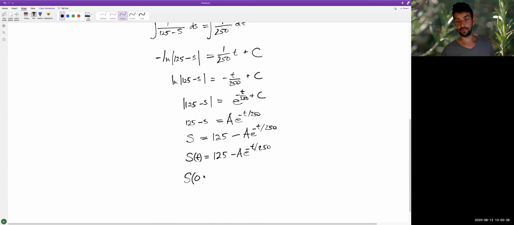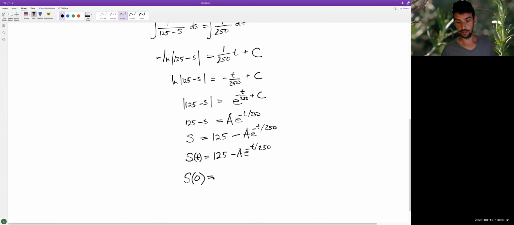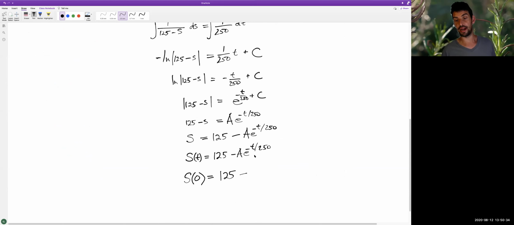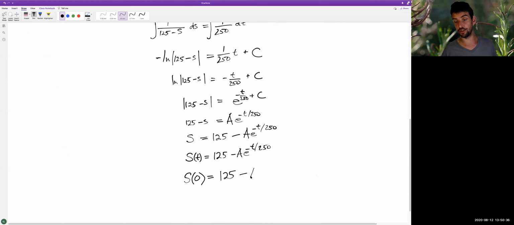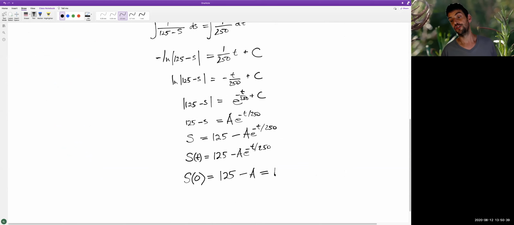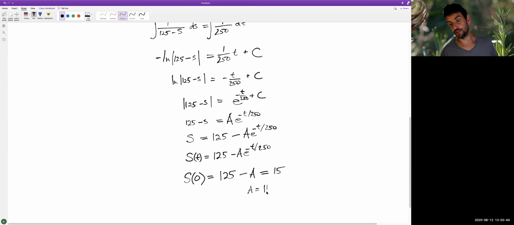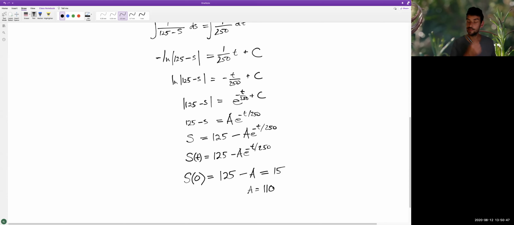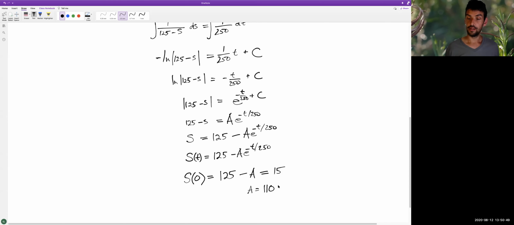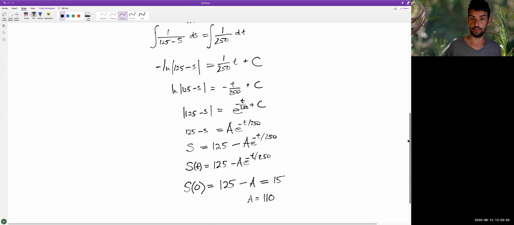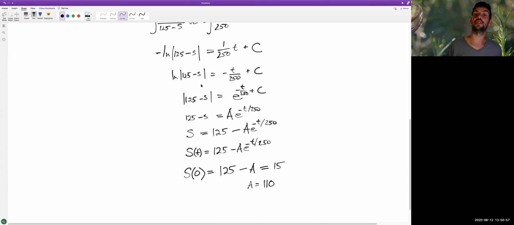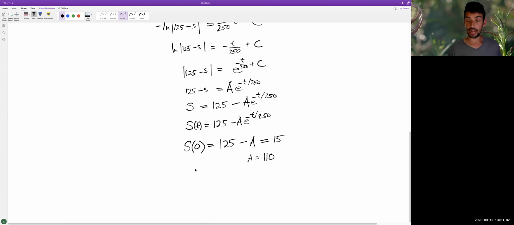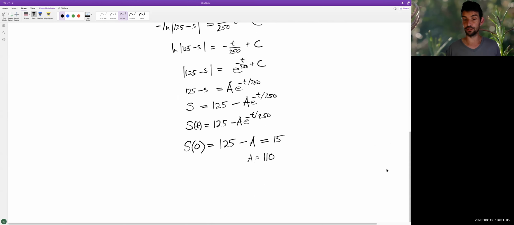So S of 0, which is 125 minus e to the 0, that becomes a 1, so just 125 minus A should be equal to 15, which means that A is equal to 110. Okay? And both of these should be in kilograms. That should work out. We can see the S here as units of kilograms. Well, yeah, that tracks.